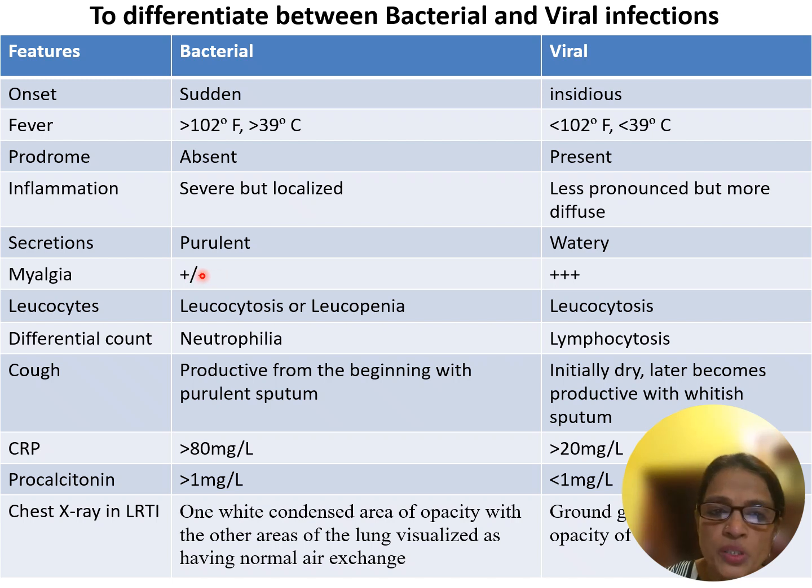Myalgia may or may not be present in bacterial infections, but in viral infection, it's a marked feature. Coming to the leukocyte count, there can be leukocytosis or leukopenia, especially in gram-negative infections, and there is leukocytosis in bacterial infections. Coming to the differential count, there is neutrophilia in bacterial infections and lymphocytosis in viral infection. Now, cough, if present in the bacterial infection, is productive right from the beginning with purulent sputum, while in viral infection, initially it is dry and later becomes productive with white sputum.